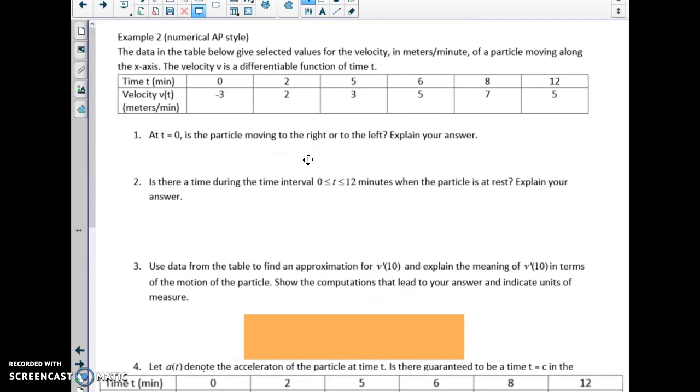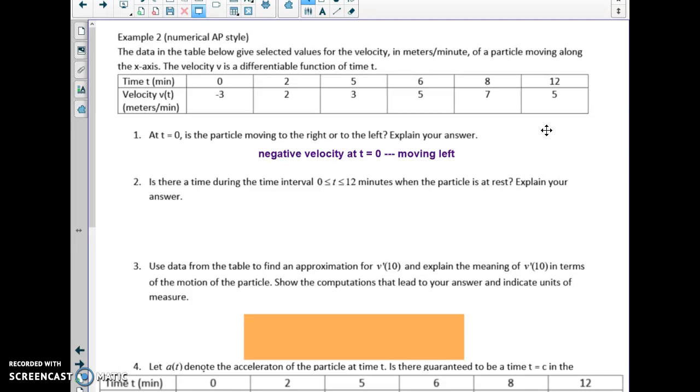We're going to talk about our numerical way of looking at data. So this table has time, and then velocity is what's given to you here. So velocity over time. Make sure, again, you're reading carefully what you're being given. And the first question says at time equals 0, is the particle moving to the right or to the left? So at time equals 0, we're looking at what the velocity is, and since the velocity is negative, the particle is moving to the left.